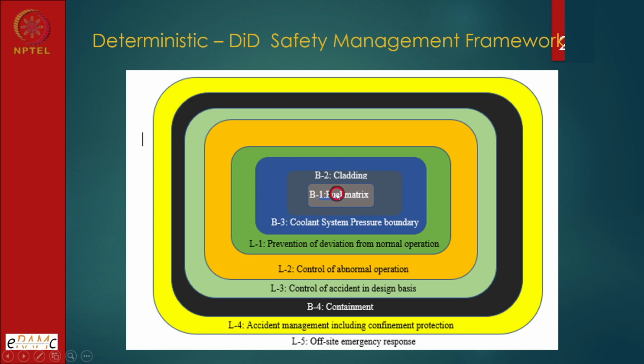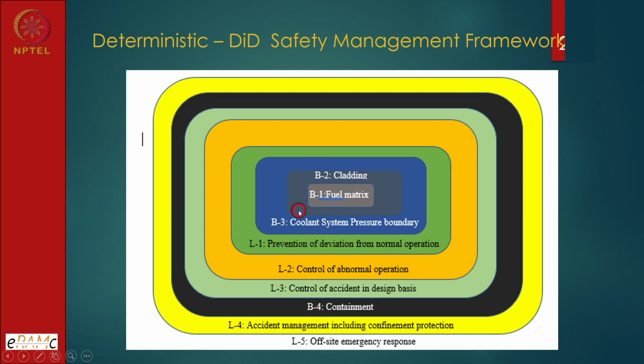Fuel itself is designed in a manner that the fuel matrix doesn't allow the hazardous products to go out. So that becomes the first barrier, B1. The second barrier will be B2, cladding, that means the tube which is placed around the fuel. And then the third barrier will be the coolant system pressure boundary. This fuel requires cooling when it is producing power, so the coolant boundary itself provides one barrier. And if this also gives way, then there is containment as a fourth barrier.